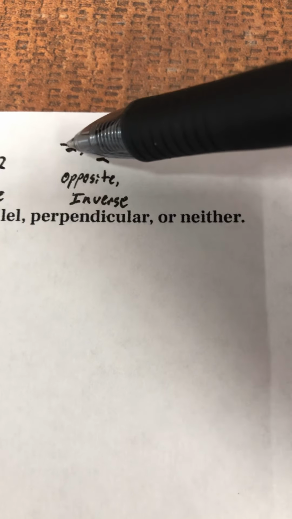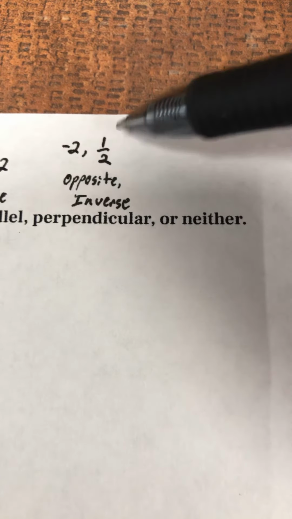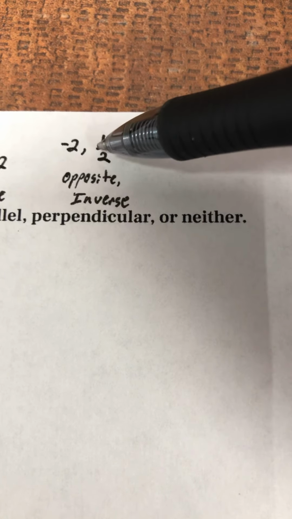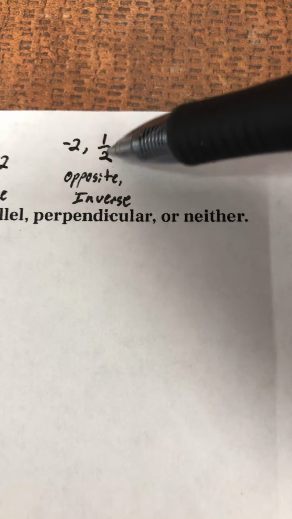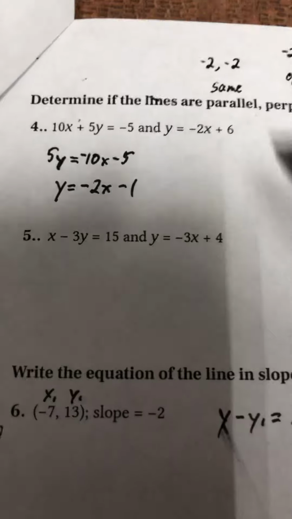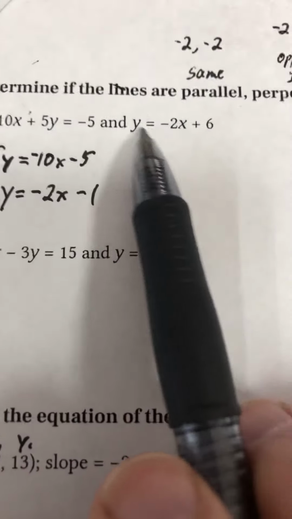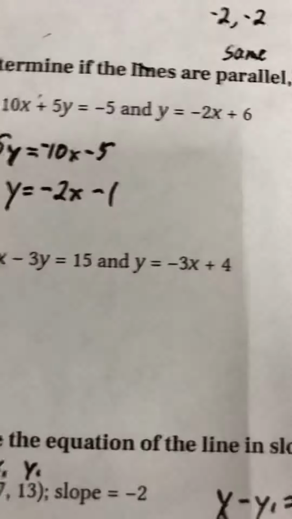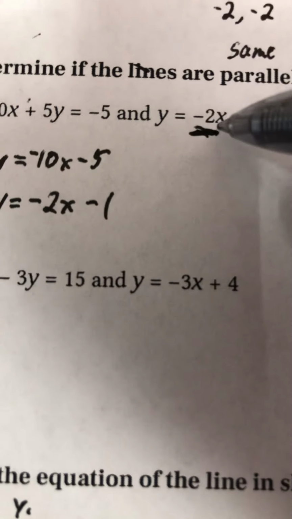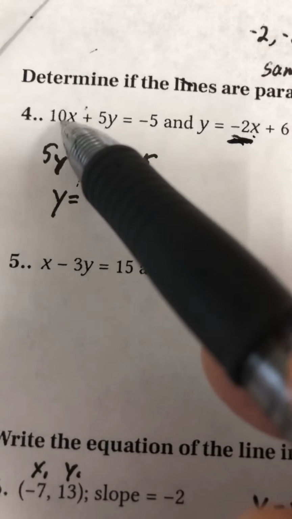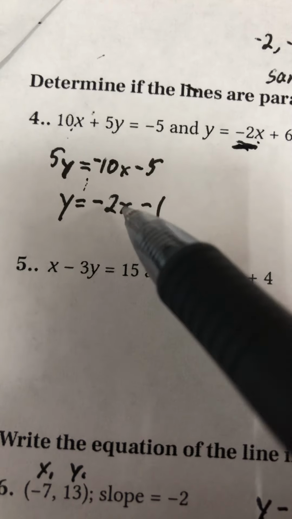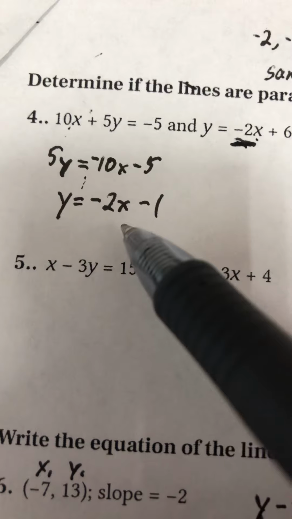So here is an example. If you had one slope negative 2 and another slope 1/2, it's the opposite, it's positive, and it's the inverse, it's 1 over 2. Okay? So take a look at this. This is already in slope-intercept form, so you see that the slope is negative 2. I have to put this into slope-intercept form, so I have to subtract 10x from both sides, and then I divide it by 5.